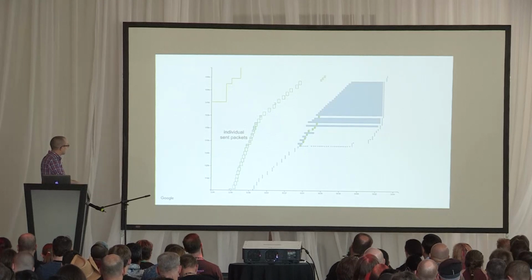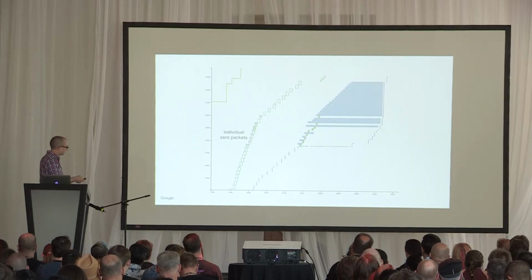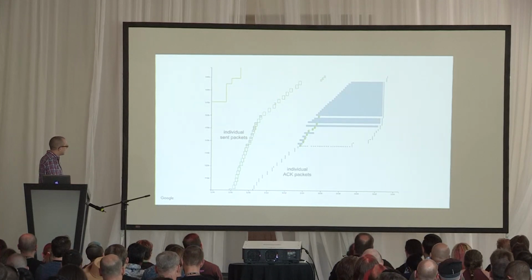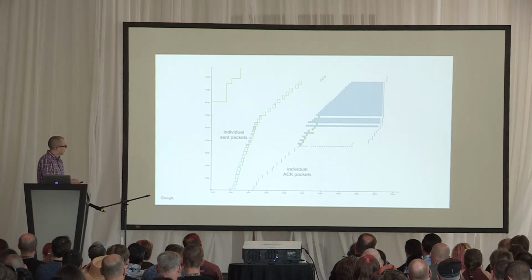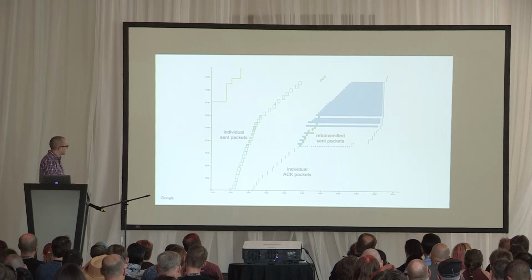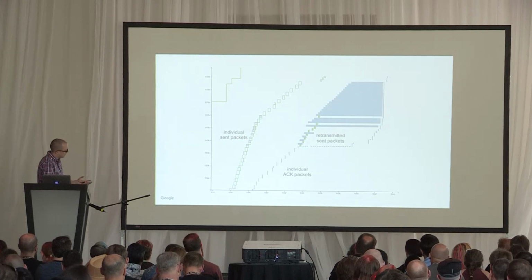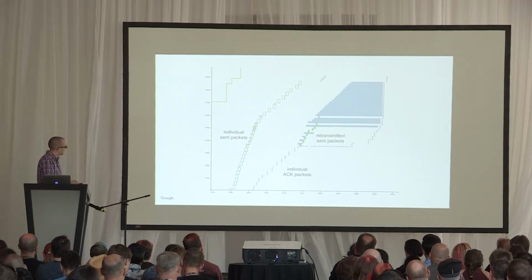So we can see the individual packets being sent by the sender. We can see the individual acknowledgement packets coming back from the receiver. And when we do have retransmissions, we can see the individual packets that were being retransmitted. So that's great. We can zoom in pretty closely here.